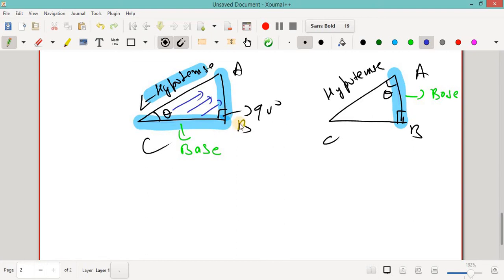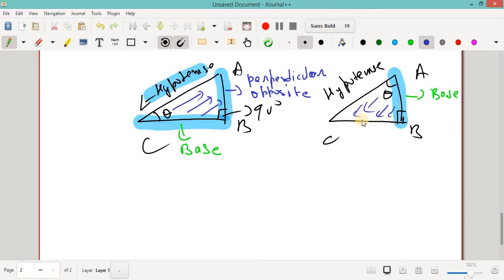This side opposite theta is known as your perpendicular or opposite side. I'm talking about this AB. This AB is known as your perpendicular, or we can simply say this is known as opposite. Don't get confused with this opposite, hypotenuse, perpendicular things. In this case, students, this BC side is opposite to theta.